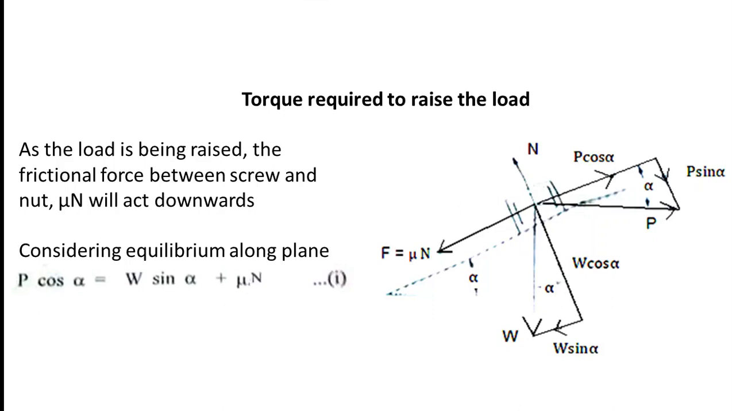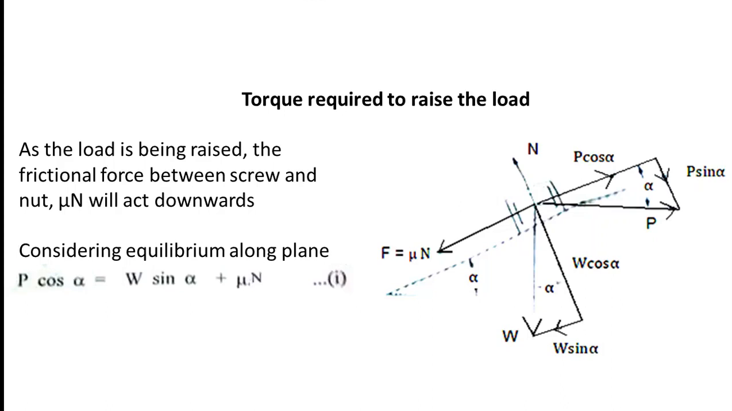Now first we are going to consider all the forces which are acting in equilibrium along the plane. So P cos alpha, you can see in the diagram, is the only force which is acting in the upward direction. The remaining forces W sin alpha and mu N, note down its arrow, are acting in the downward direction.